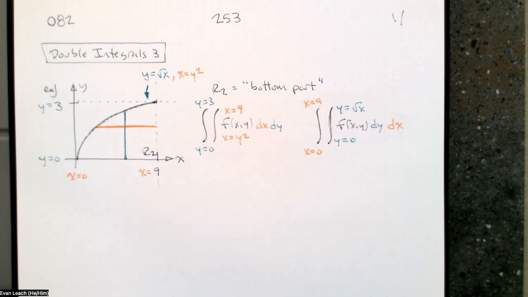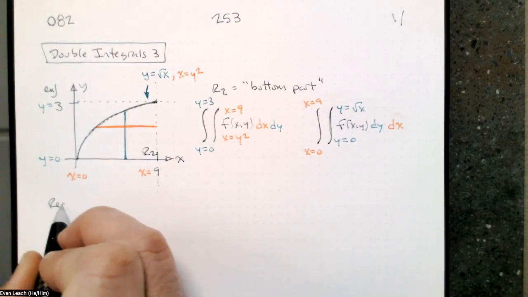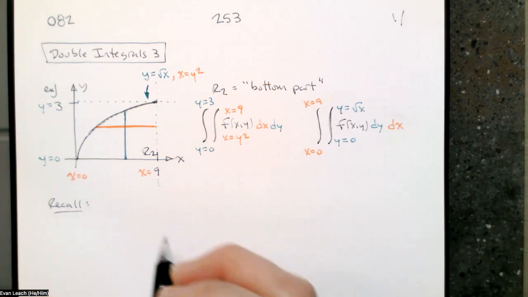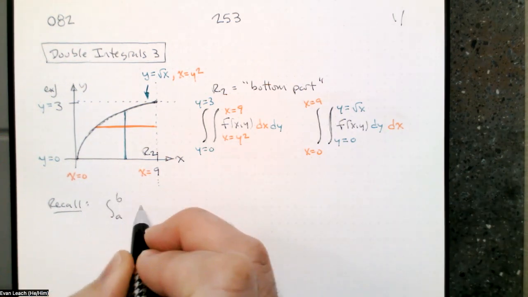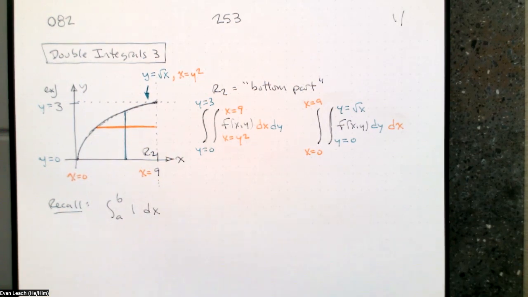Today, we want to start evaluating some of these double integrals. Here's what we want to start with. So we're going to start by practicing evaluating our double integrals, but we're going to start with something very simple. I want to look at the integral from a to b of the function 1 dx. Going to go back to a function of a single variable, and we're going to integrate the function 1, the constant function 1.